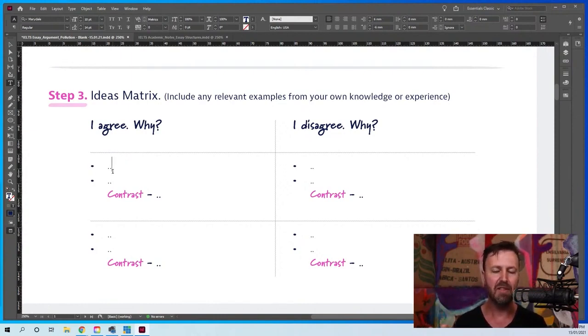You'd probably do this for about 3 or 4 minutes in the real essay. Again, we've got 40 minutes to write this in the real test. We want to take 5 or 6 minutes at the start to make sure that everything's planned and we're doing the right thing. Okay, so ideas matrix, I agree. Why would we agree that pollution will be solved by 2030?